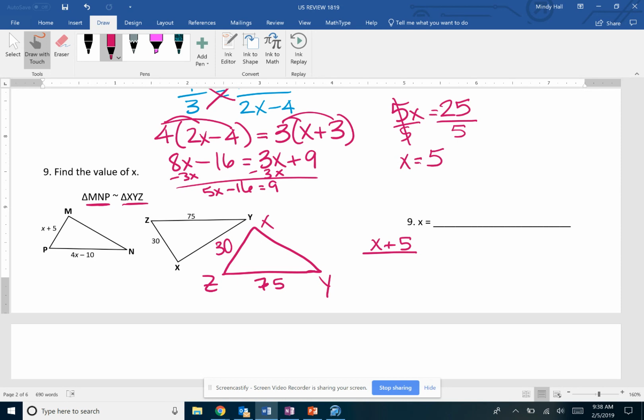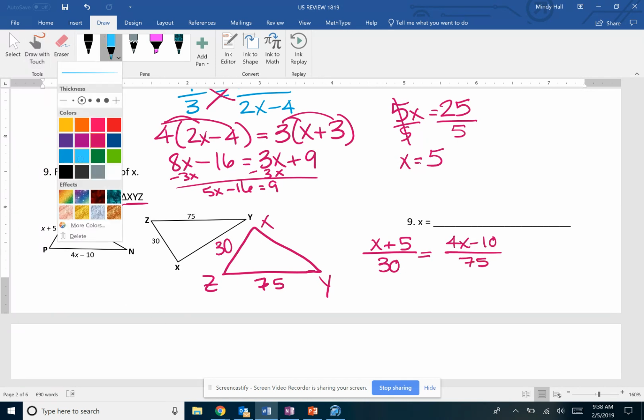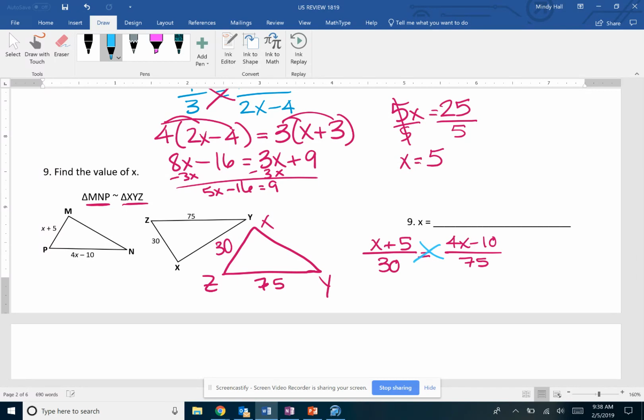wait a second. Never mind, their similarity statement's not very good. So that's going to correspond to the 30. Duly noted that we need to fix that one. But it's going to correspond to the 30, and then you have 4x minus 10 over 75. So then when you cross multiply, you'd have 30 times 4x minus 10 equals 75 times x plus 5.